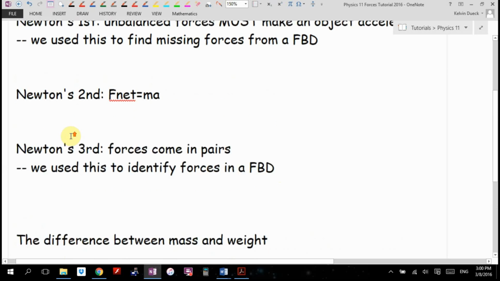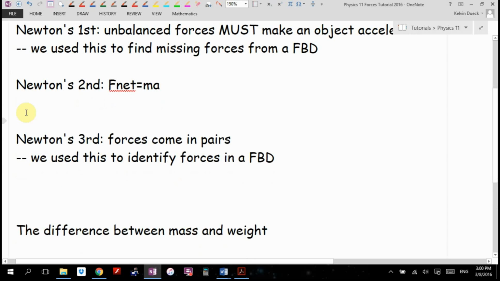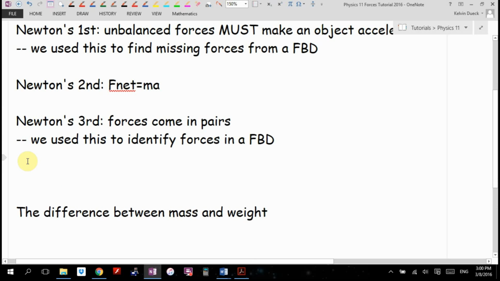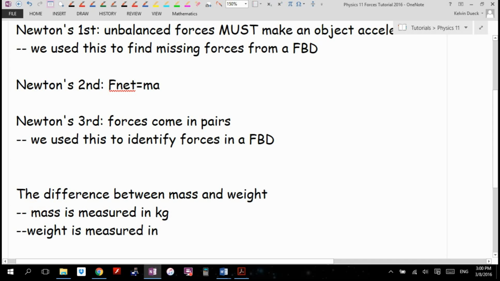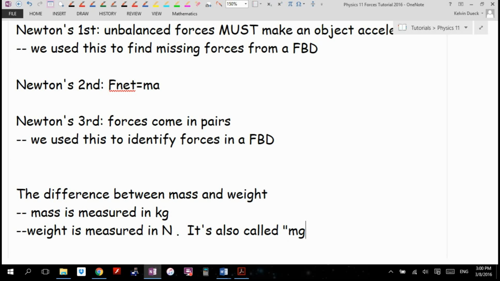Other key ideas. You should know the difference between mass and weight. Mass is measured in units, kilograms. Weight is measured in units, newtons. It's also called, that's what we typically call, weight is the force of gravity, mg. Okay? What's g on the Earth? Is g 9.8 everywhere in the universe?